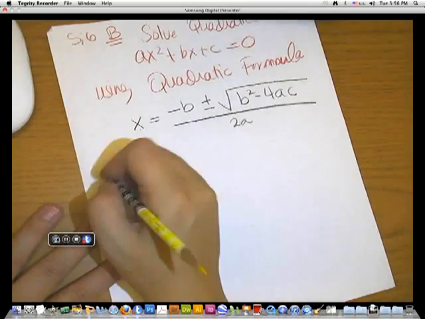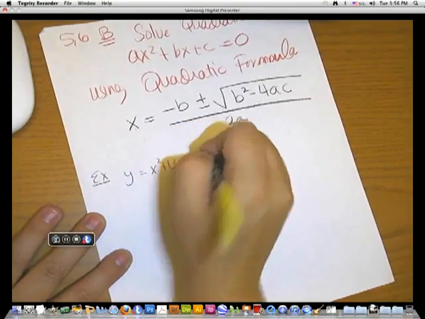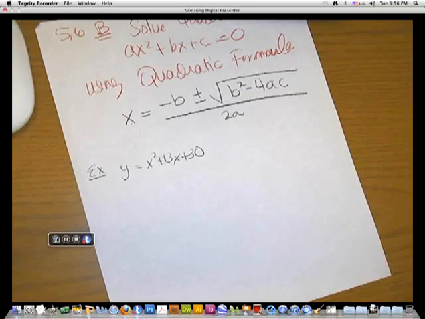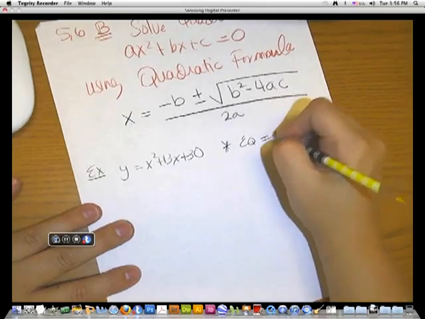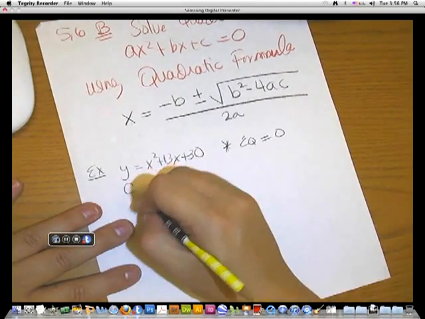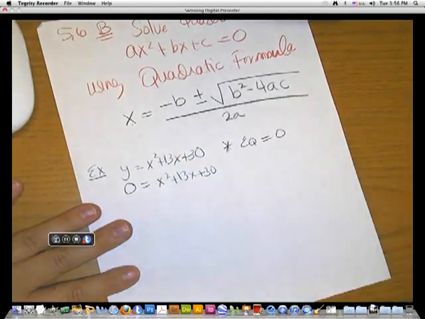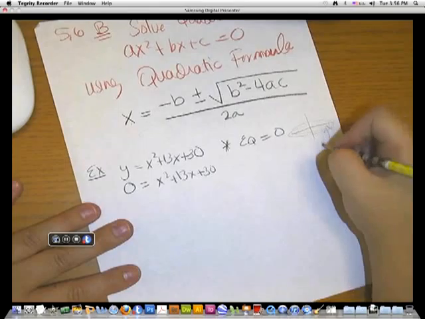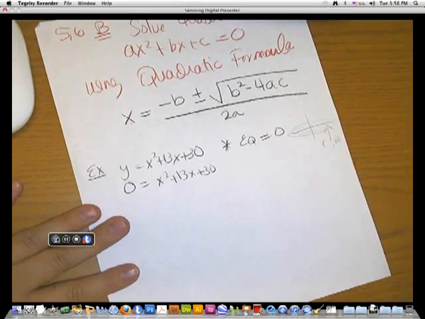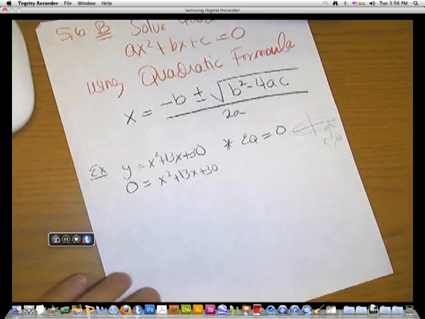So the examples we're going to look at, y equals x squared plus 13x plus 30. What's important here is that the equation has to equal 0. So if I have a y, I can just replace the y with 0. And the reason I get to do that is because I'm finding x-intercepts. And when I find x-intercepts, every value on the x-axis has a y-coordinate point of 0. So if there's a y there, you can just change it to a 0. If there's a number there, well, then you have to move the number. And if there's a 0 there, well, then you're already good to go.